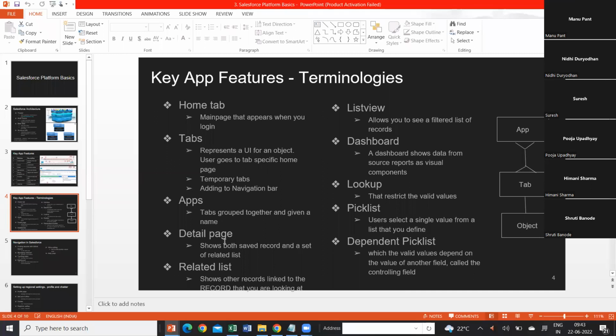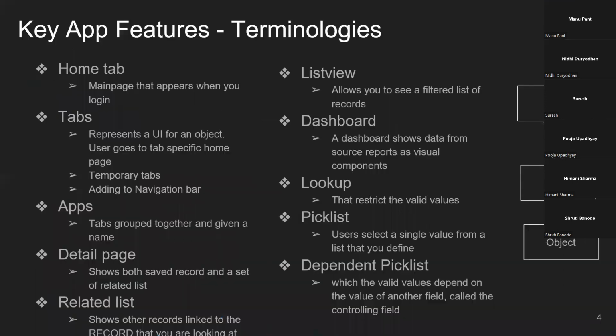Now, I spoke about the detail page, the related list, and the list view. We will talk about the dashboard later. I want you to concentrate more on this now. This you have to remember. An app can have how many tabs? Any number of tabs. A tab can be associated with how many apps? Any number of apps, right?